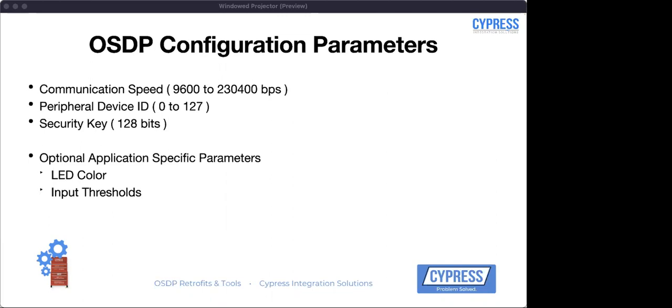Some of the optional application parameters include the actual LED color. So you can set different LED colors, not just red and green. For access denied or granted, you could do a different color. And then there are different input thresholds also. Yep, and we'll go into some of the reasons for the configuration parameters, but essentially it's just those three. And there are many ways of configuring that easily in the OSDP implementation.